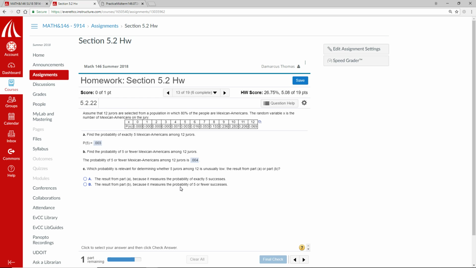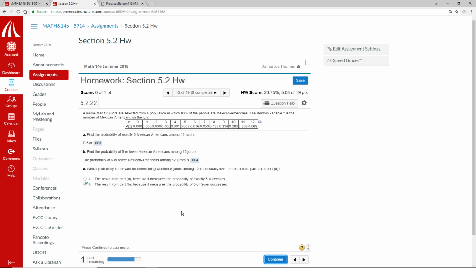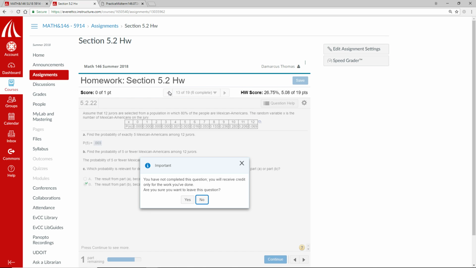So which probability is relevant? Part of me wants to go with the cumulative from 5 all the way down to 0 because of the negation, 6 or more. So I think it's probably best to go with B. If you go with A, what about 4? What about 3? What about 2? We won't know if it's low or not. But if we go from 5 all the way down, we have a better understanding of the distribution. So that was actually a pretty good question. Let's look at number 6.